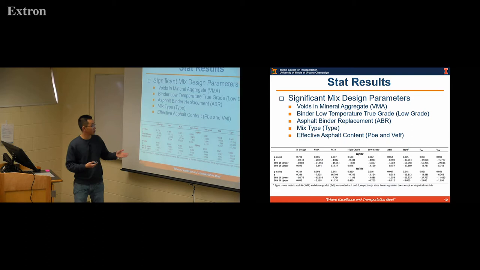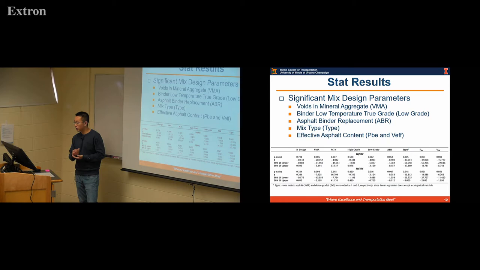The significant mixed design parameters we conclude from these two aging methods are the same, from this table. However, the beta value, which is the estimate of the slope, is different for 1D95C and 5D85C, but we'll come back to that later. First, I'll try to discuss why these mixed design parameters have a significant impact on the aging rate.